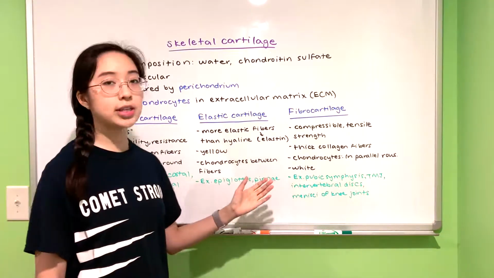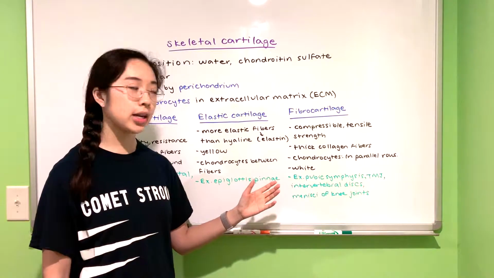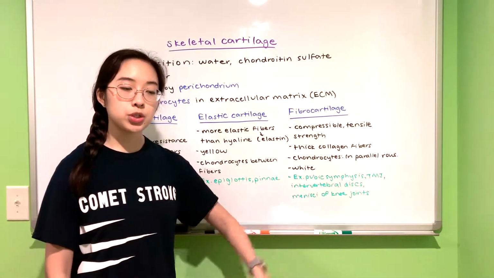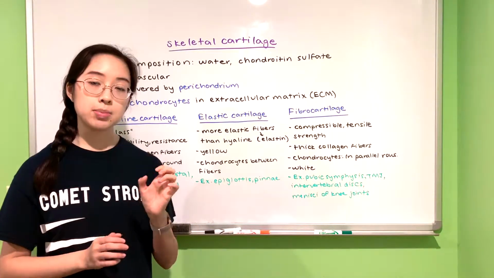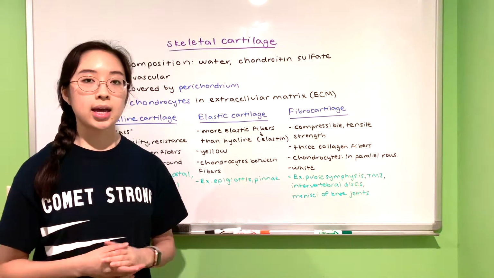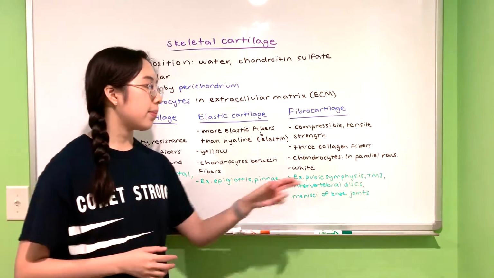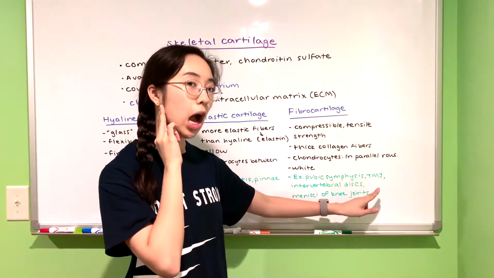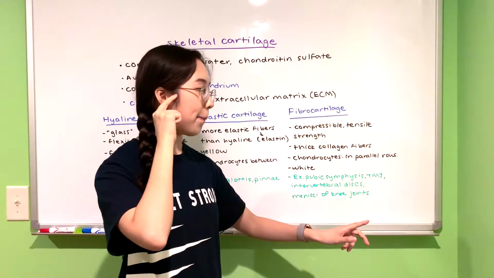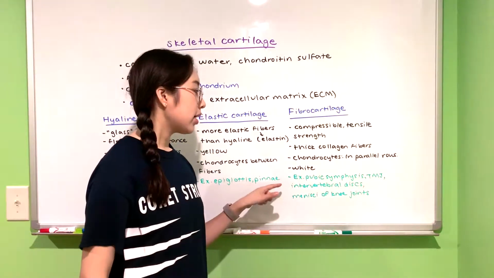So the locations that fibrocartilage is found in the body are the pubic symphysis, which is where your two hip bones join here in the middle. There's a disc in the middle that is made of fibrocartilage, and it's very flexible. The TMJ, which is your temporomandibular joint right here, where your mandible joins your temporal bone.